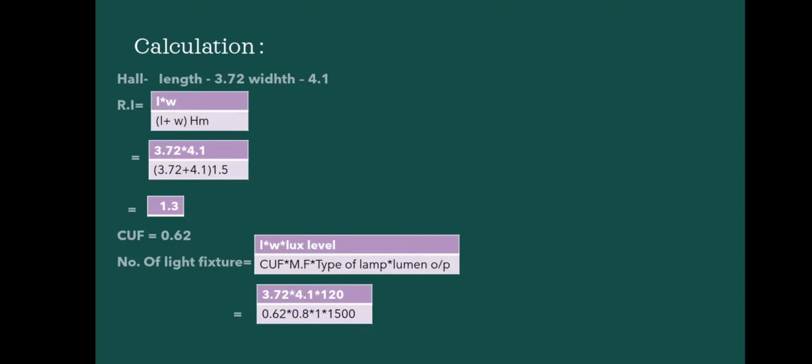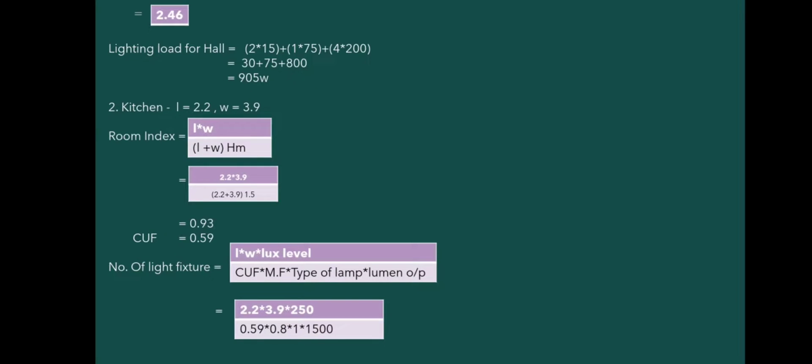The formula for calculating the number of light fixtures is length into width into lux level divided by the multiplication of common utilization factor, maintenance factor, number of lamps per fixture and lumen output of the lamp. 120 is the value of lux level and 1500 is the lumen value of the 15 watt bulb which we installed. After the calculation, we get the value of 2.46, which is nearly equal to 2, and the total lighting load for the hall is 905 watts.